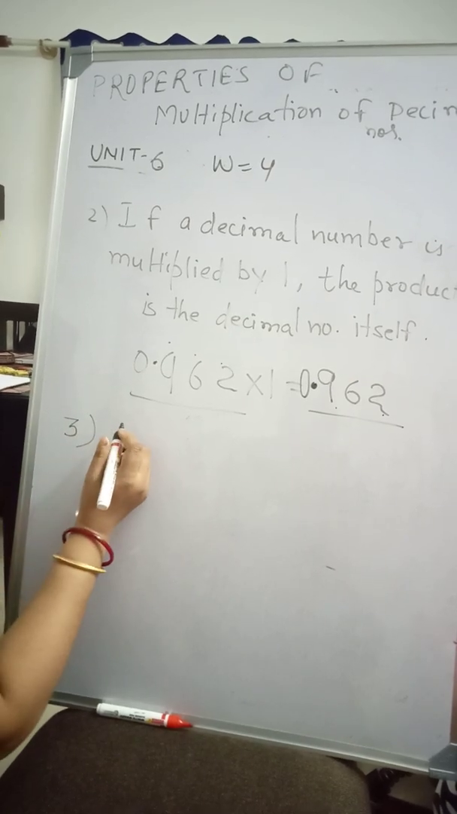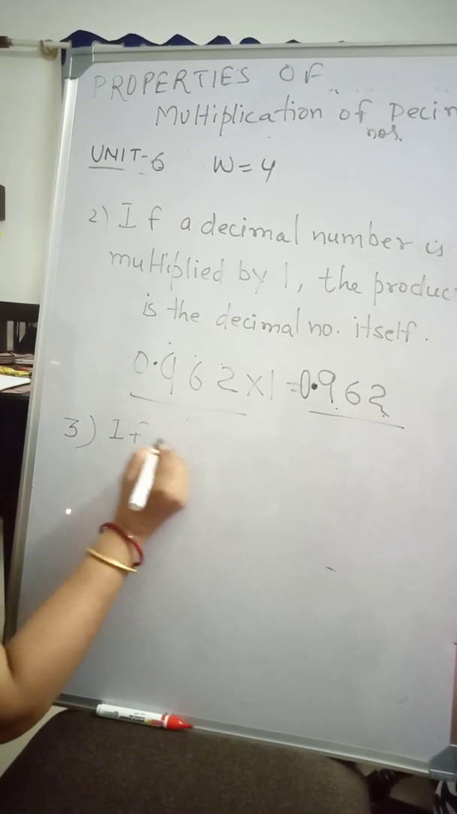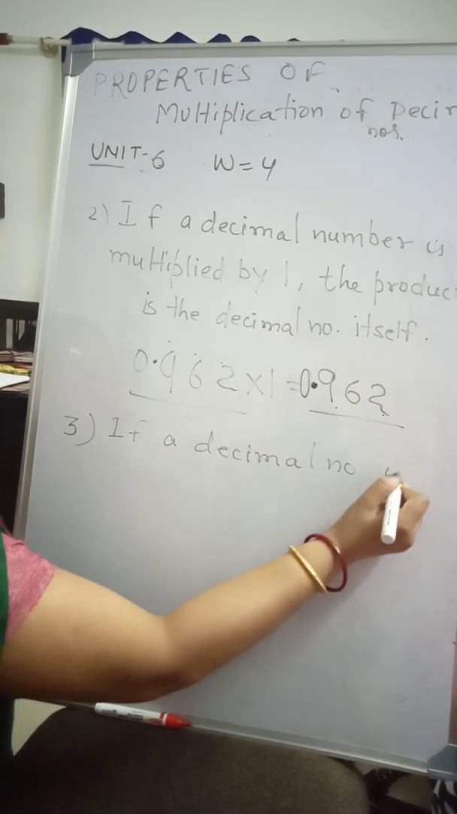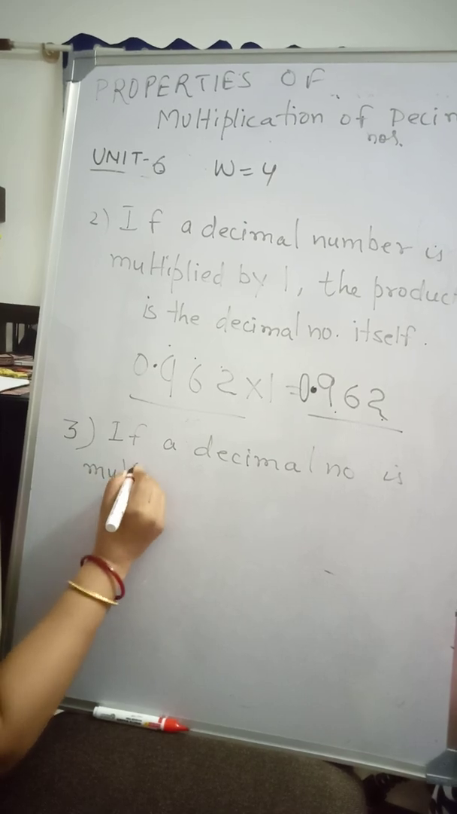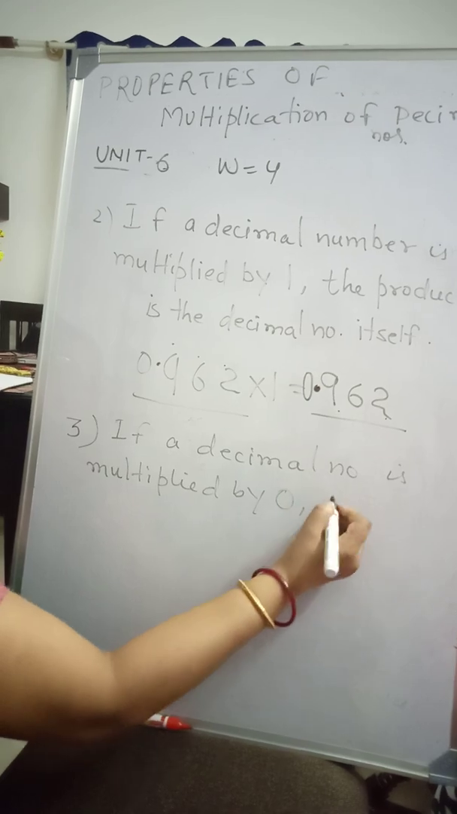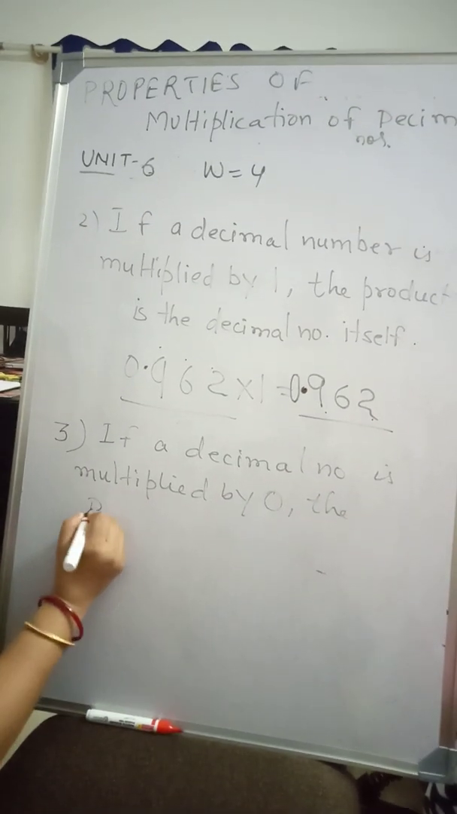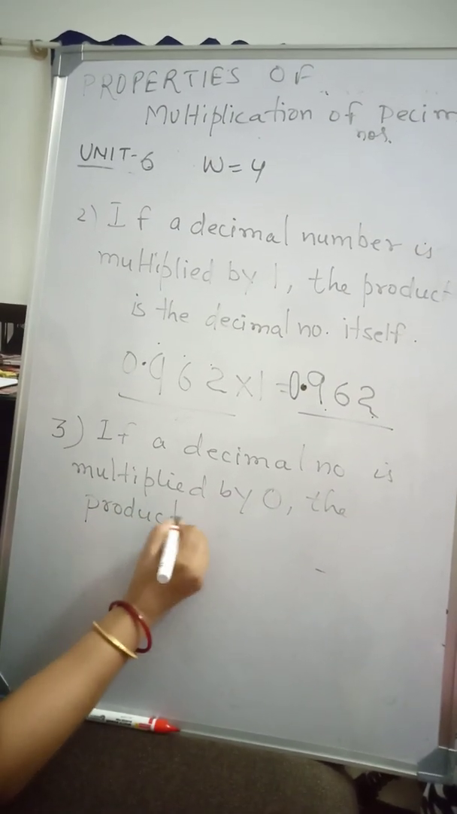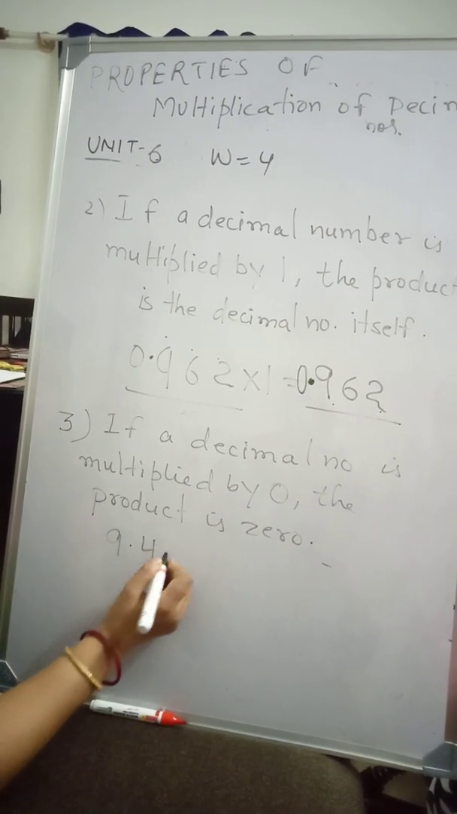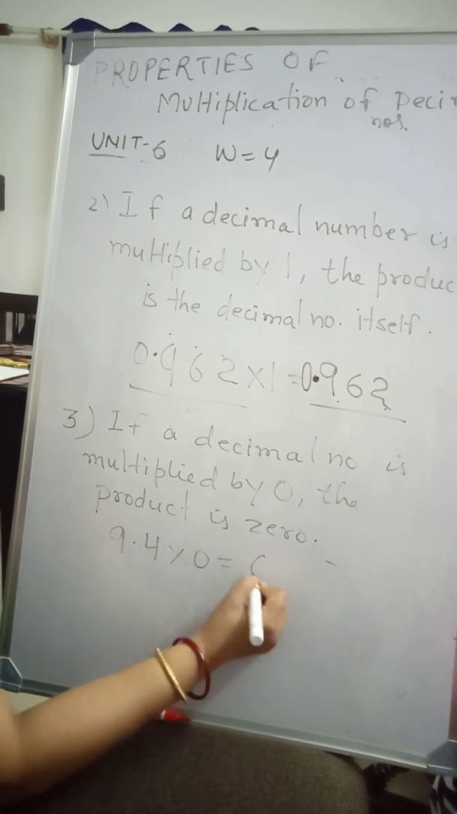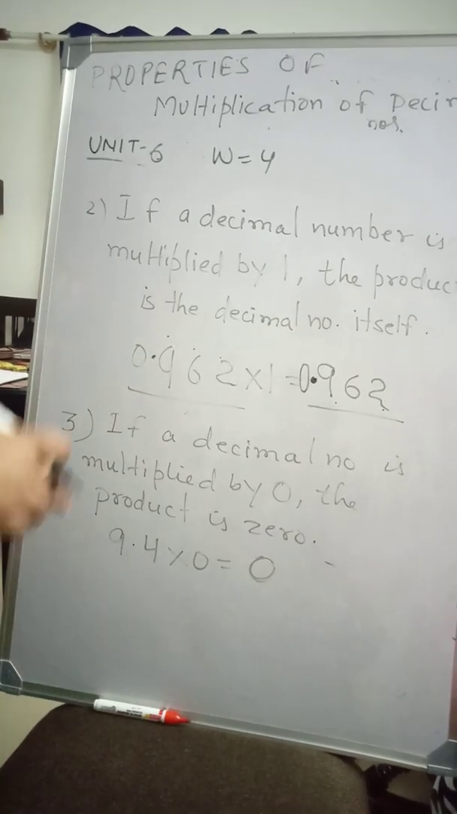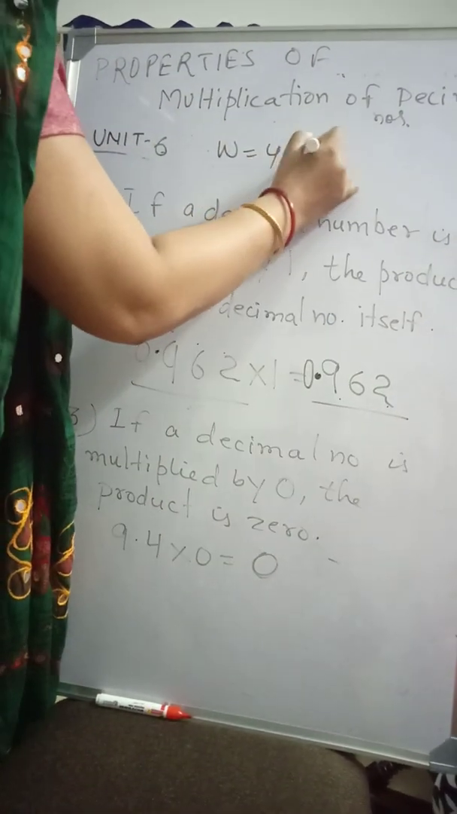Come to the third property. If a decimal number is multiplied by 0, then what will happen? The product is 0. This is the third property. 9.4, when it is multiplied by 0, the product is always 0. Remember that. So here children, in worksheet number 4, it is a fill in the blanks.